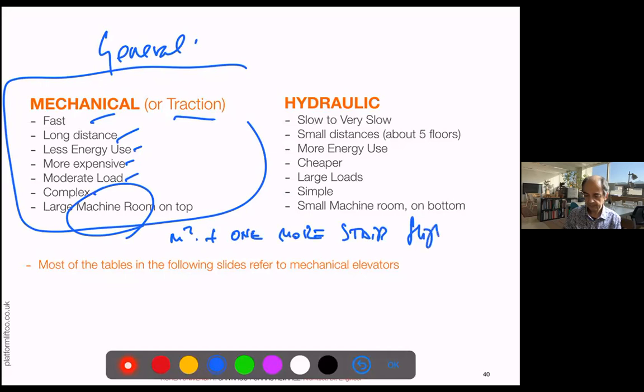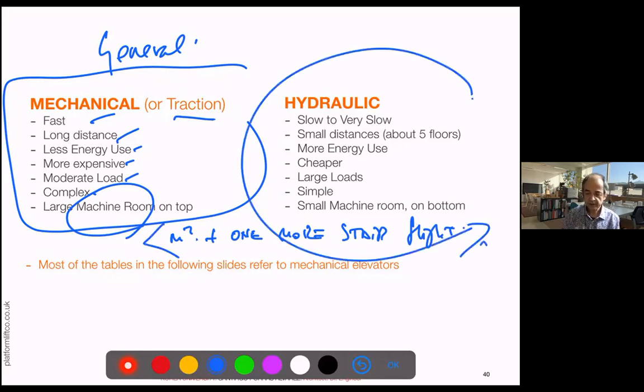Flight. It means structure, interior, and envelope, and so on. So that adds to the price, which you save. Hydraulic are painfully slow. The distance is usually limited to about 5 floors. You cannot go much more. They use more energy. Also, they are cheaper and very simple to maintain. And they're excellent for large loads.